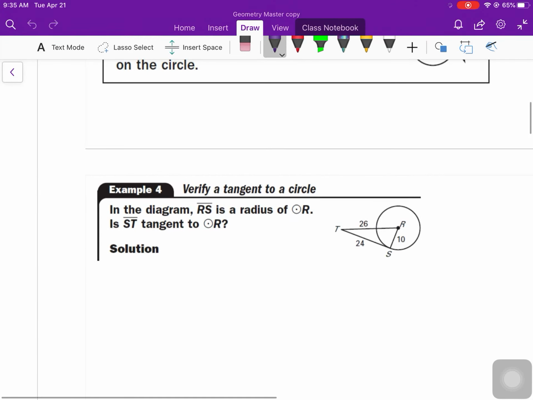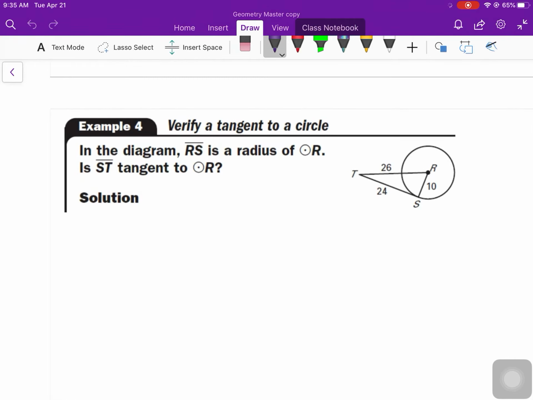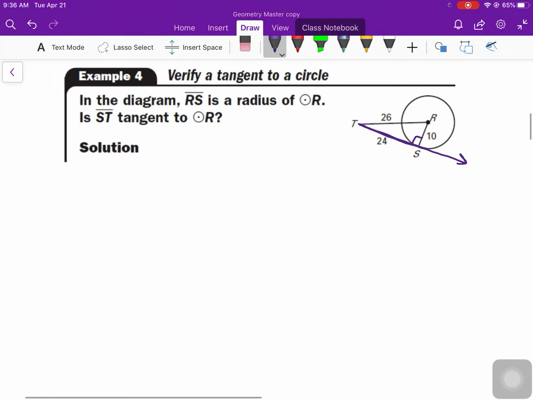Okay, so our first example that we're going to do here is out of order, example 4, but it says in the diagram RS is a radius of circle R. Is ST tangent to circle R? So what I'm asking is, if I were to extend this segment out as a line or a ray, is that tangent? Our previous theorem said the only way that is true is if this is a right angle. So we're going to have to go back a couple of chapters and think about how we determined if something was a right triangle, and that was the converse of the Pythagorean theorem.